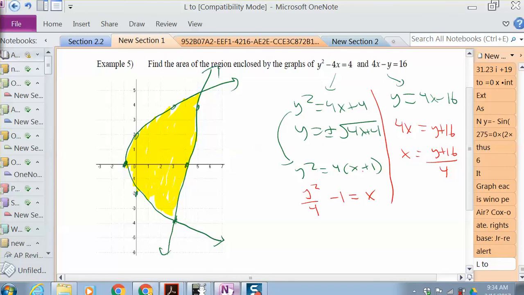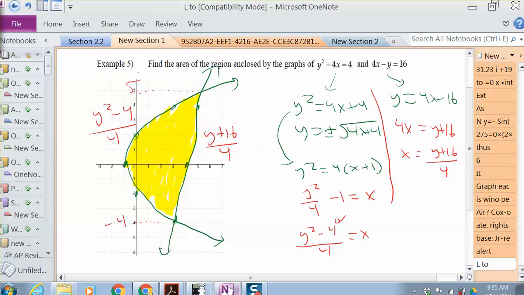Or you could keep it the way it was originally. It could also be written this way as well. I guess you could move the 4 and divide, y squared minus 4 over 4, same thing. So this is right here. And of course that's over here. And we need to find the limits of integration. What do you guys think the limits of integration are going to be? Yeah, it looks like it'll be from -4 to 5.